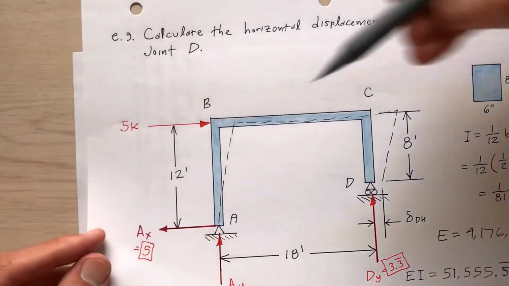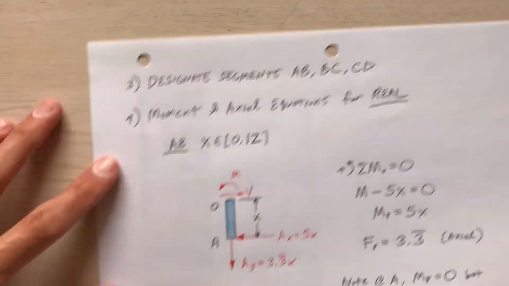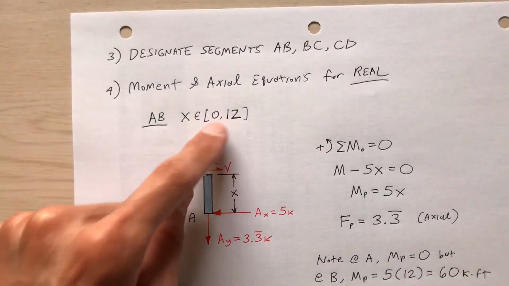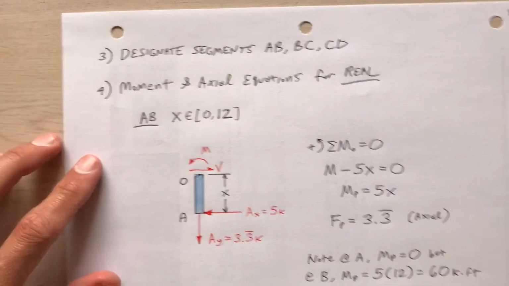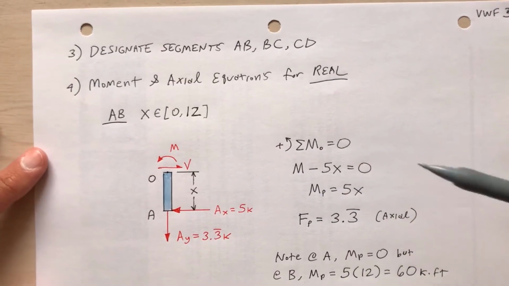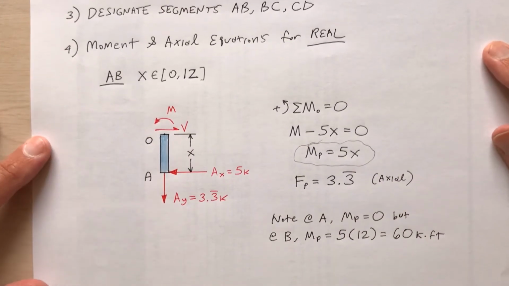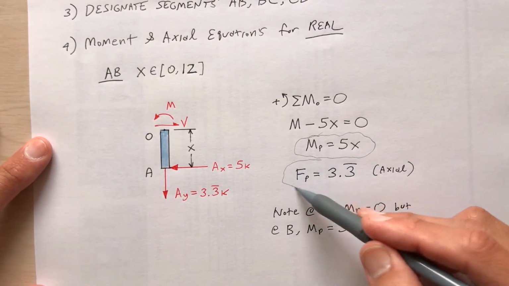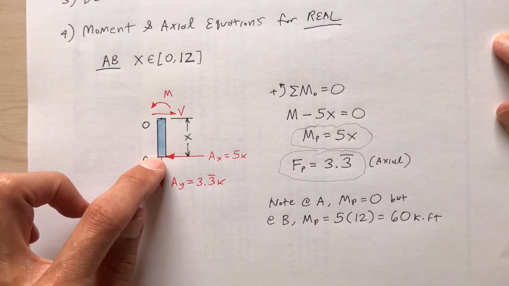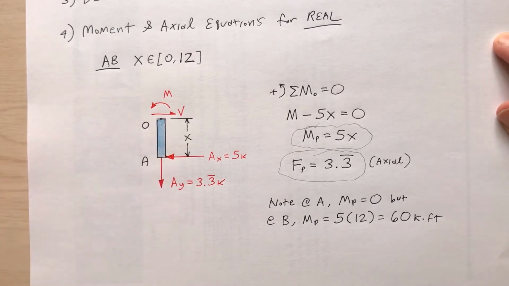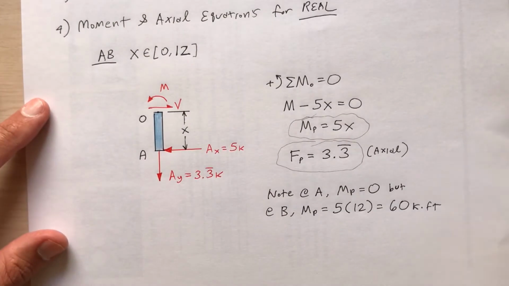Okay, so for A, B, make a cut right here and analyze this portion. That's what I'm doing here. Okay, so A, B, X is between 0 and 12. At A, it's 0. At B, it's 12. Calculate the sum of the moments about point O. You'll find that for the real bending moment, 5x. Axial load, 3 1/3 kips. Okay, that's axial from A sub Y. Note that at A, the internal bending moment would be 0, but at B, notice that X is 12. So if you stick 12 in here, you'd get 60.